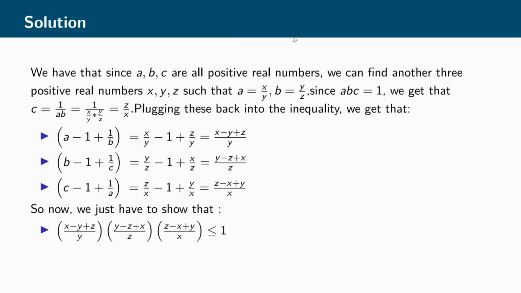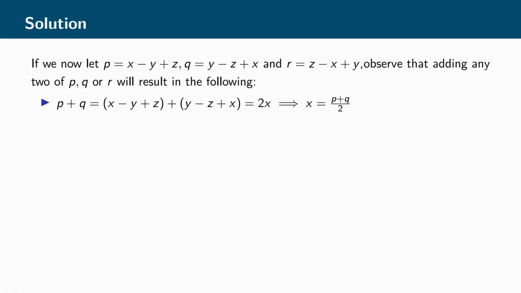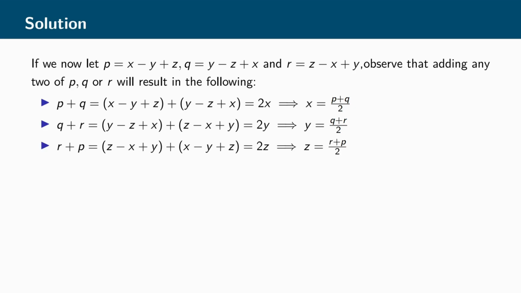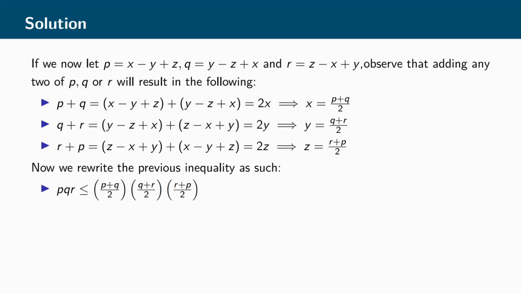Now we multiply with xyz on both sides to get the following. The sum of p and q is x minus y plus z plus y minus z plus x, which is nothing but 2x, which implies that x is the arithmetic mean of p and q. Similarly, we get that y is the arithmetic mean of q and r, and z is the arithmetic mean of r and p. Now we rewrite the previous inequality as such.